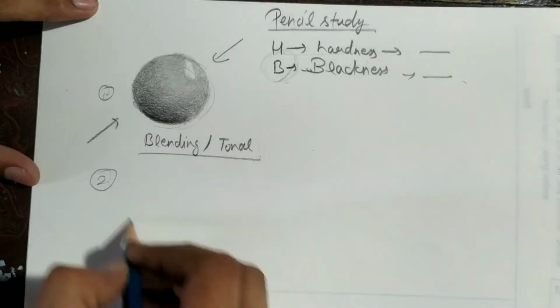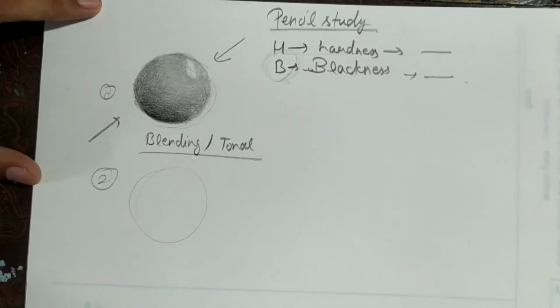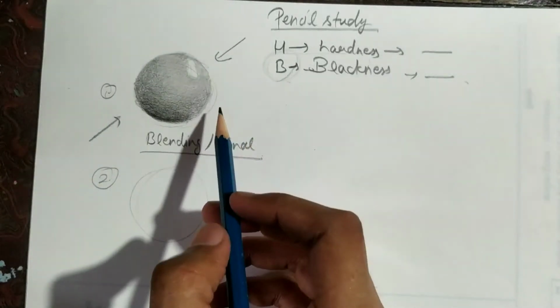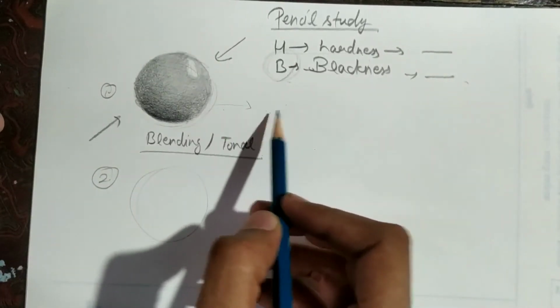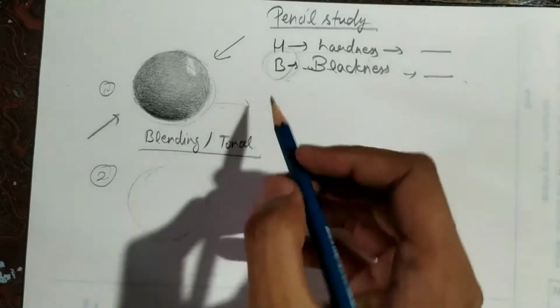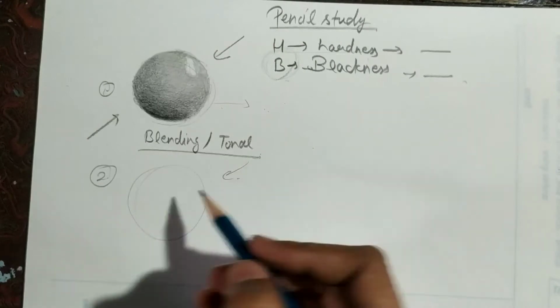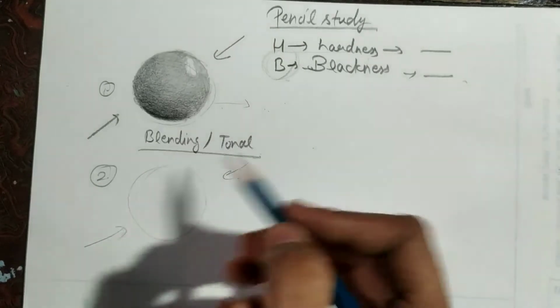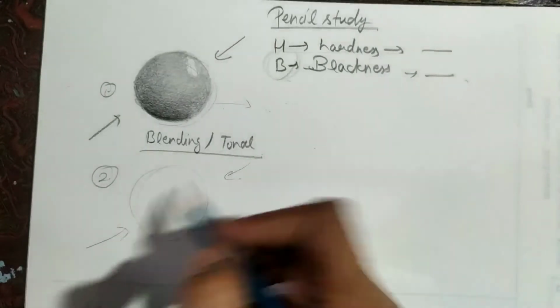Second is stippling. What is stippling? As you know, this blending technique we are going to use for a still life. For the stippling, the same condition is there. Light is coming from this direction and the dark to light shades are moving from left to right.